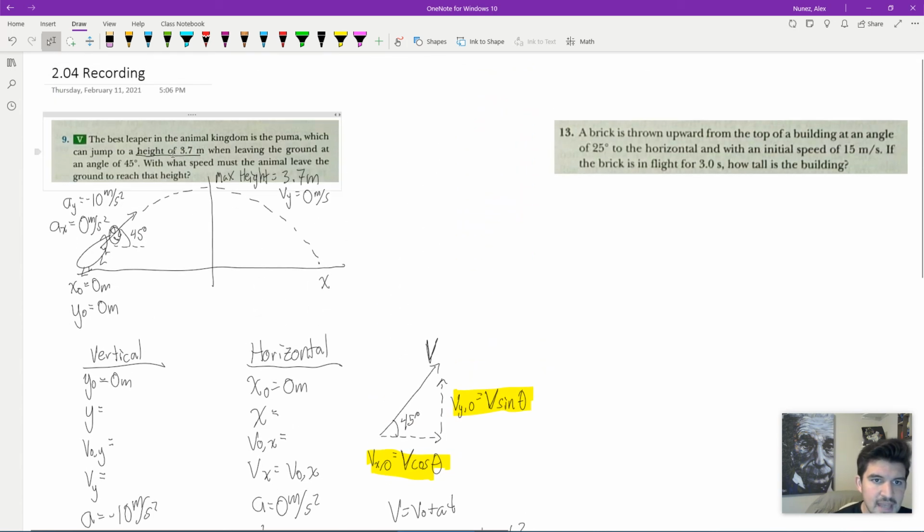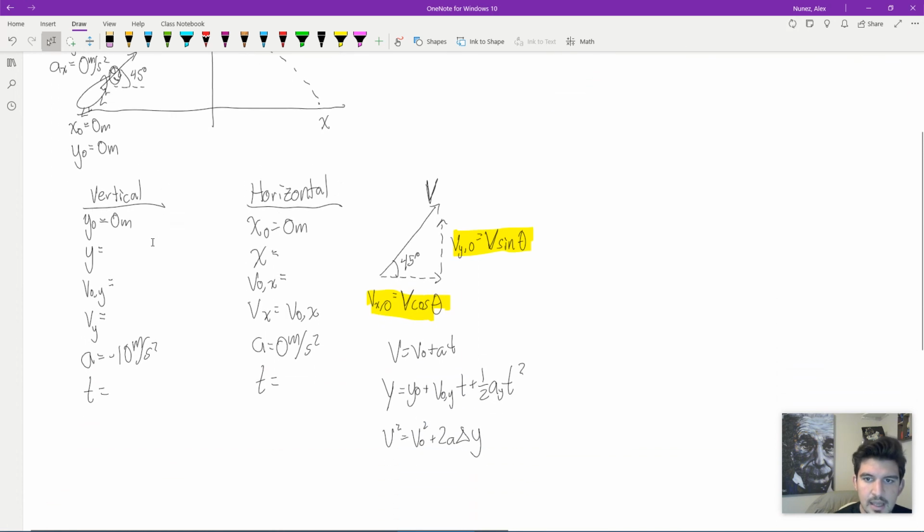Okay. And what this problem is asking for is with what speed must the animal leave the ground to reach that height? And so it is asking us to solve for big V. Whenever you have an object that's moving at an angle and it's talking about the speed, it's talking about that big V, unless it very specifically says the horizontal component of its velocity is whatever, then that would be Vx0. Or if it says the initial vertical component of the velocity is whatever, that would be Vy0. Okay, so you just need to be really careful about what it's talking about there.